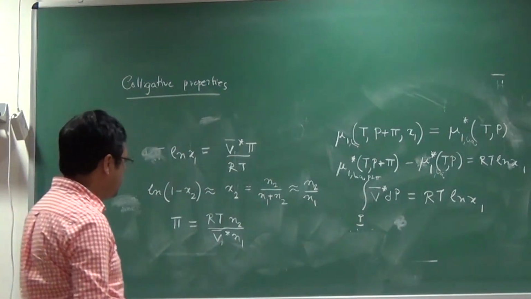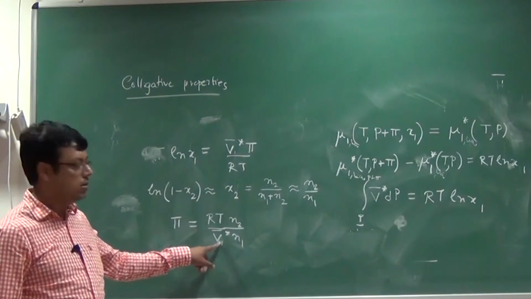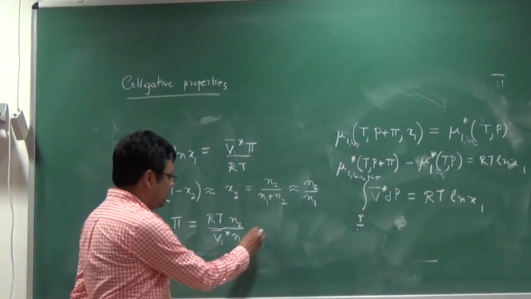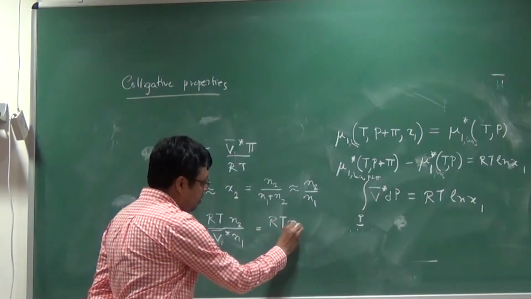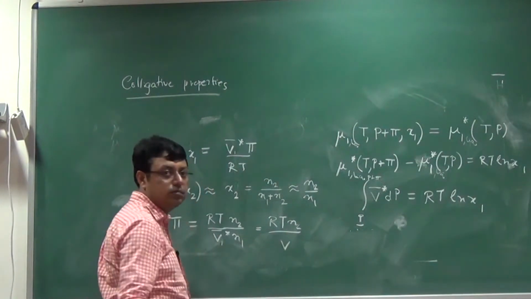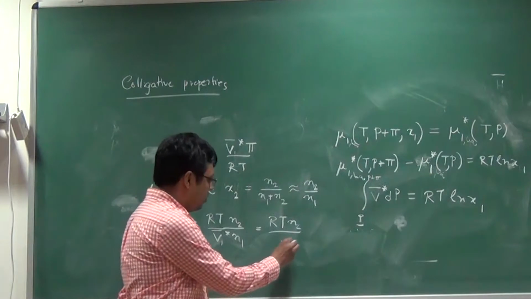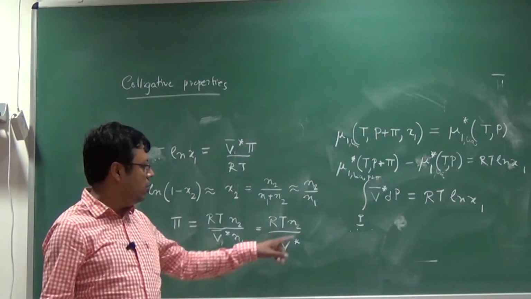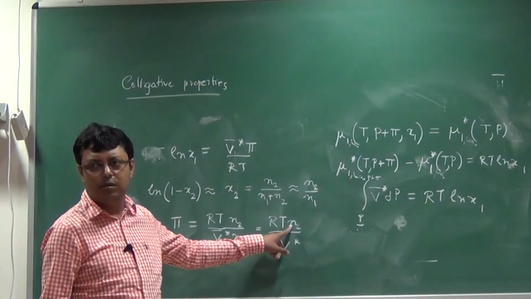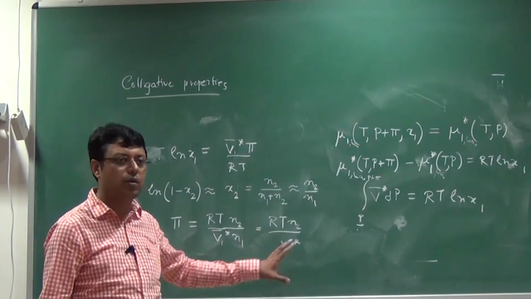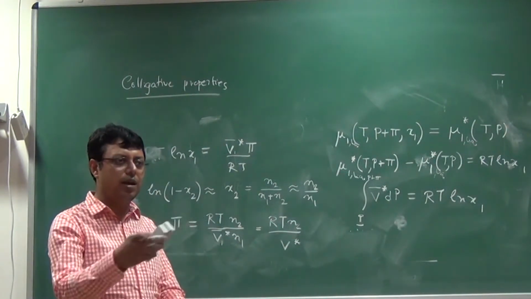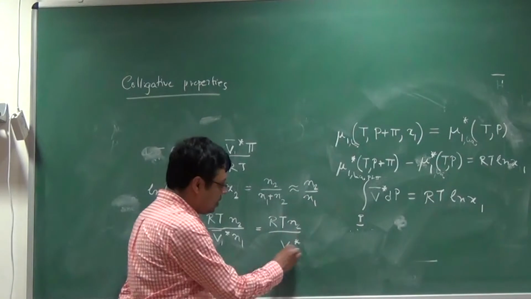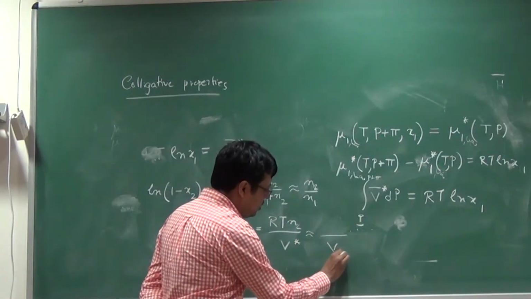Now think about it. What is this? V1 star, the molar volume, times the number of moles is basically the total volume. So it is basically RT N2 by the total volume, the total volume of the pure thing. When I am adding N2, the volume change is small, so I can assume that this V star is roughly the total volume. Because I had water and I am adding sugar, of course there will be some volume change, but I can ignore that. I can think that this V star is basically V total.